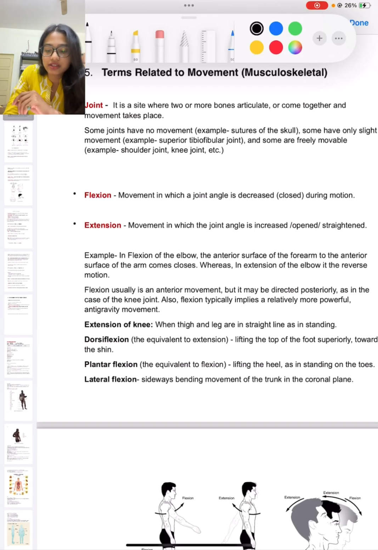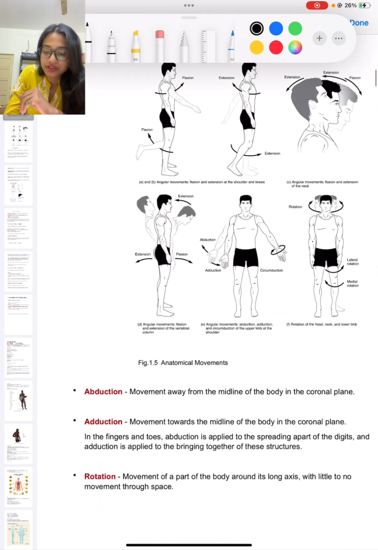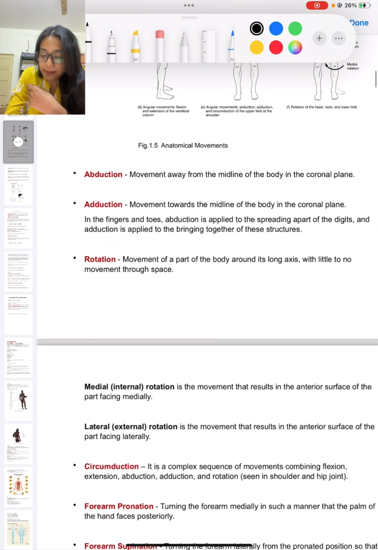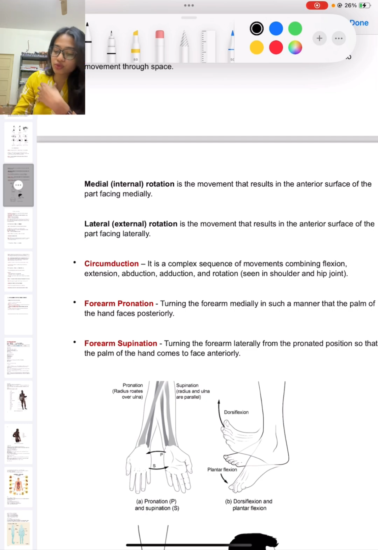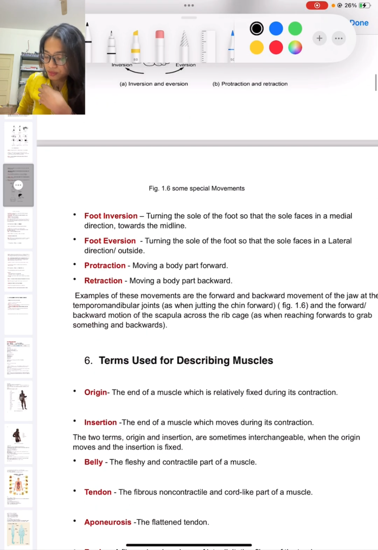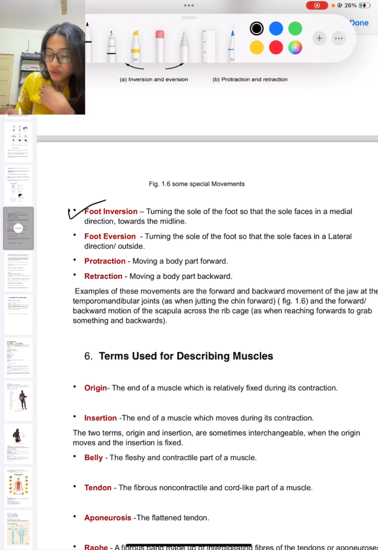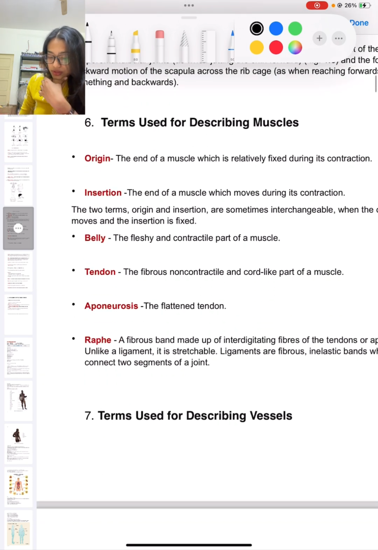So we have started joint movements: flexion, extension, abduction, adduction, rotation, then circumduction, forearm pronation and forearm supination. Okay, and foot eversion, foot inversion, then protraction, then retraction. Okay.